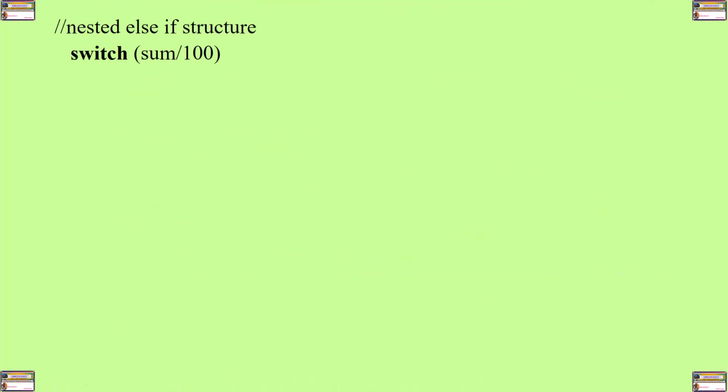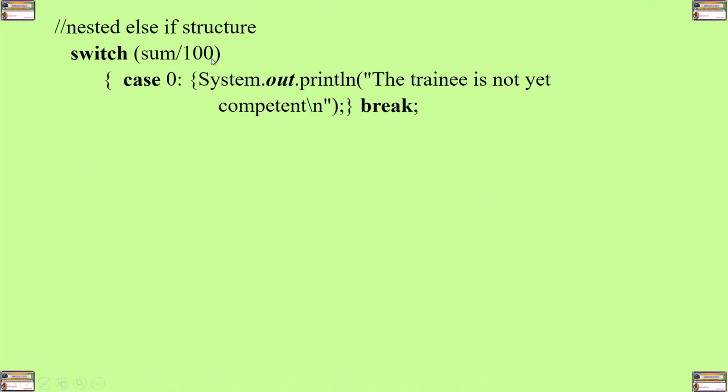So we are going to determine the grade based on the total of the scores entered and stored in the memory called sum. So how do we proceed? We are going to pick the value in the memory location called sum divided by 100, and then check if the value, when divided by 100, generates the value 0, then the processor will display the message that the trainee is not yet competent and stop any other execution of the statements within the structure.